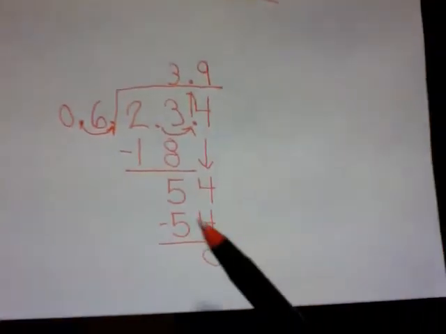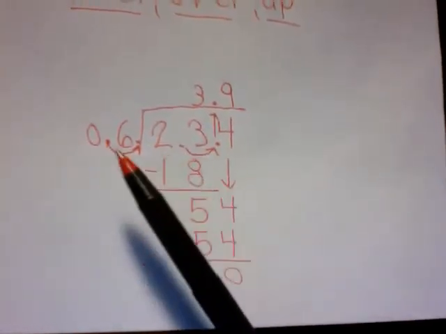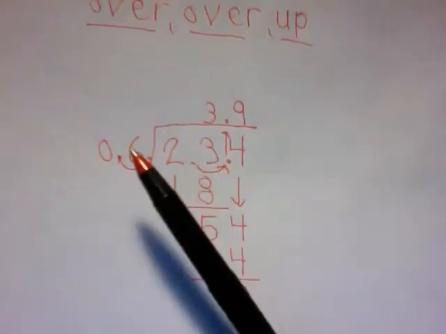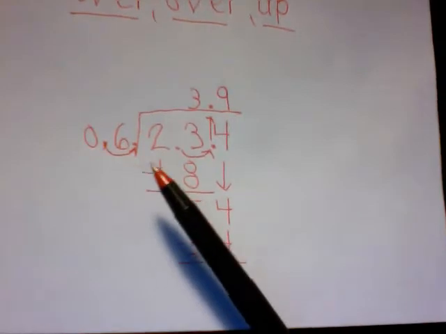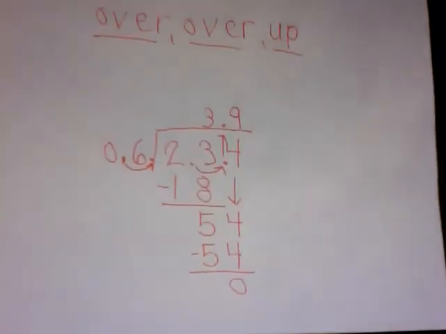Okay, so the original problem, 2 34/100 divided by 0.6 became 23.4 divided by the whole number 6, and my answer is 3 9/10, 3.9.